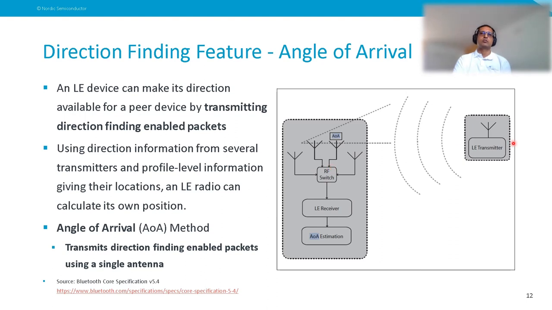It's also possible that one of the receivers here has multiple antennas, and this alone can also show the direction towards the transmitting device. There are two methods in the direction finding feature. One is the angle of arrival. In this method, the device transmits direction finding enabled packets using a single antenna. So it's like a tag that has a single antenna, but it's transmitting directional information.